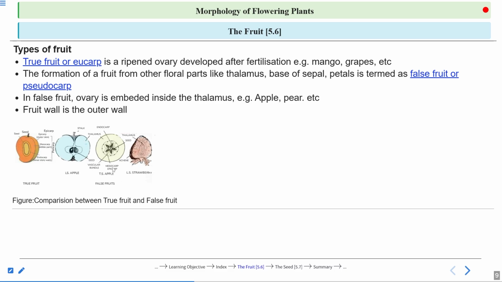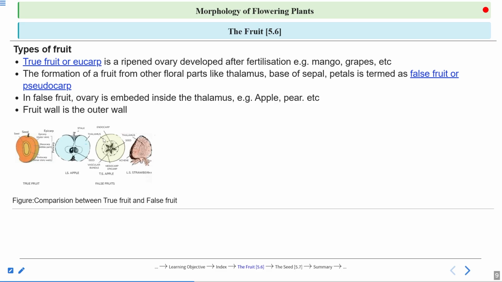Where is the epicarp? This lining you see, this lining, this is the epicarp. And here, inside this, there is a mesocarp. And inside that there is an endocarp. And inside the endocarp you will see the seeds.